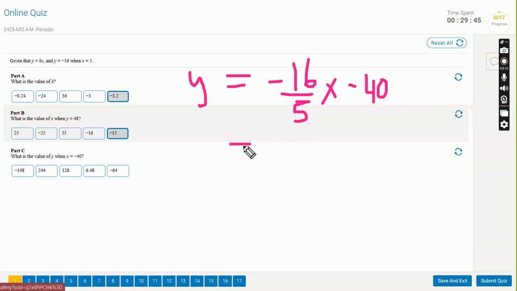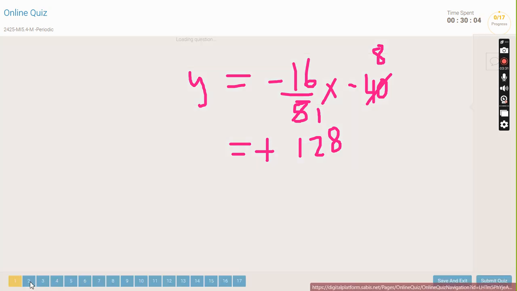Now negative times negative, you know it becomes positive, so make the sign positive here. Then simplify it before multiplying. So always simplify before multiplying because it makes it easier. So this will become 1, this will become 8. 8 times 16, minus 16 times minus 8, you'll get 128. You can also solve it another way. 128.